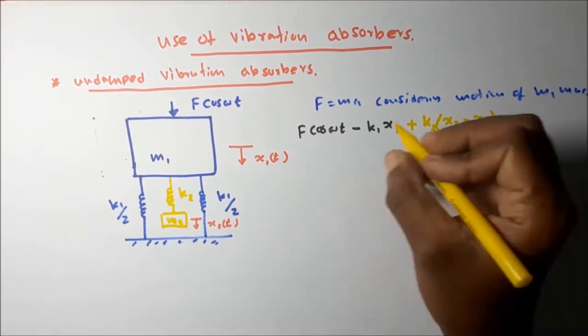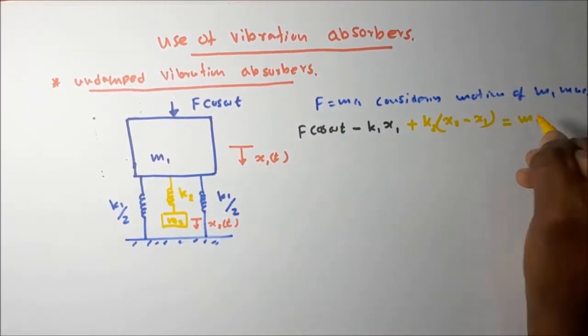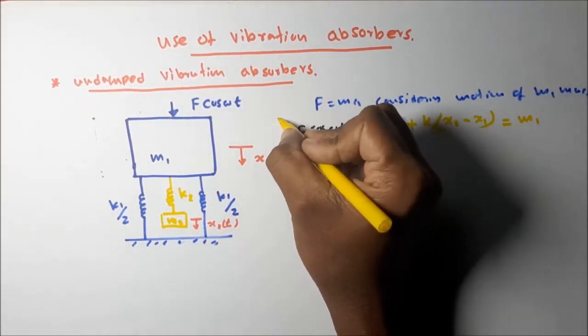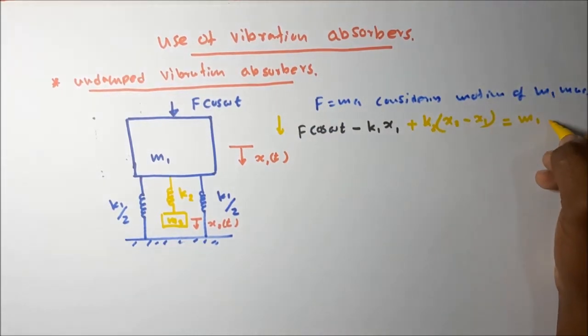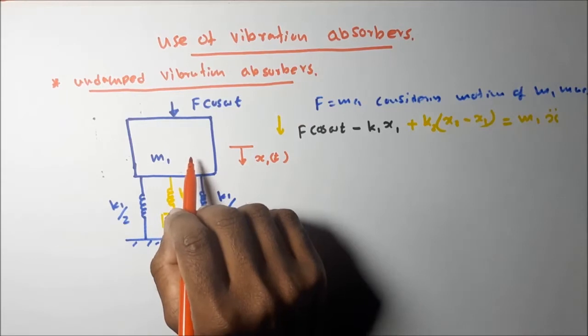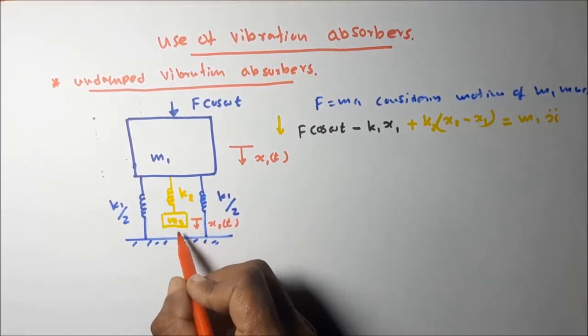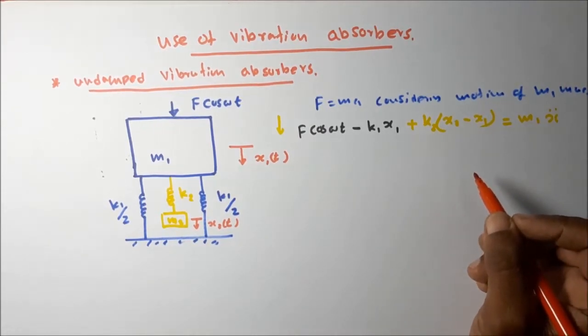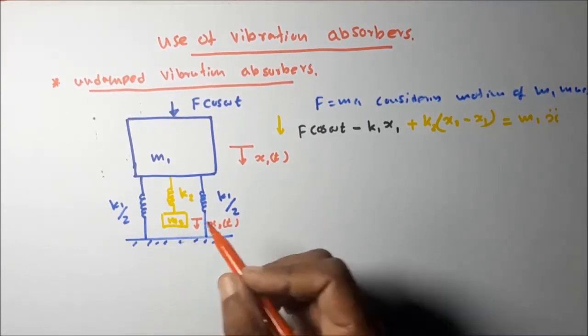Let's take F equal to ma, m1 times the acceleration in the downward direction, x double dot. This is the differential equation we can write considering the motion of m1 mass. Then again we can write another second order differential equation, considering the motion of m2 mass.